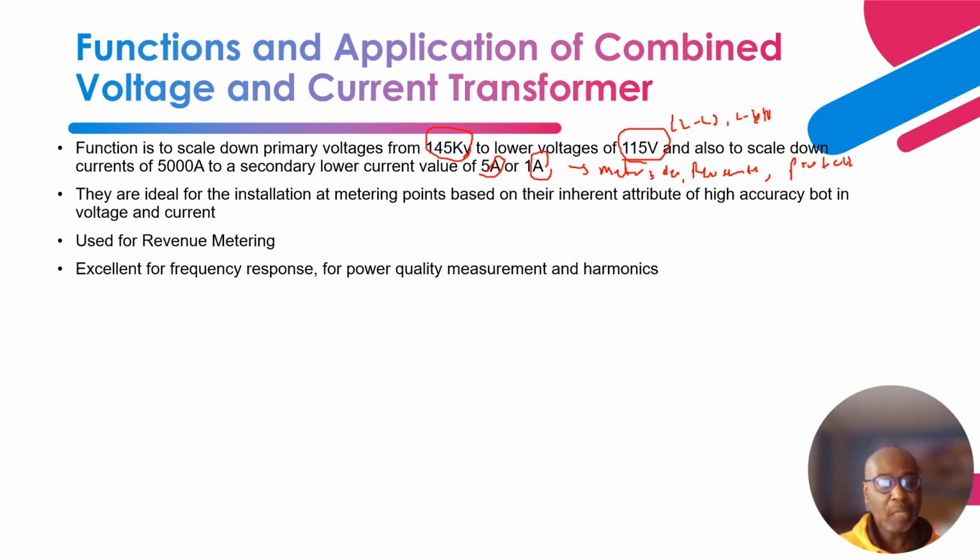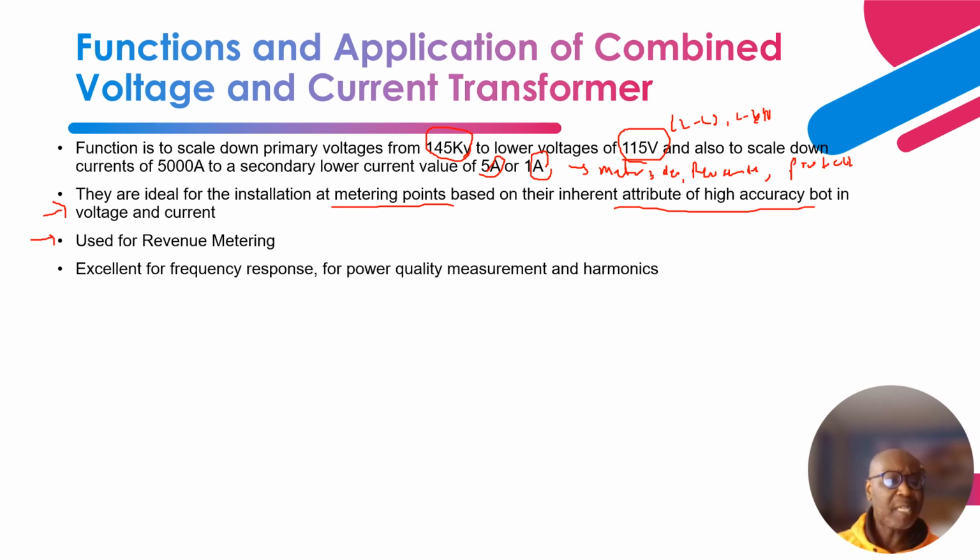And just to rephrase what I mentioned earlier, it is ideal for installation at the measuring point because of its inherent, inherent meaning internal, attribute of high accuracy in voltage and current. So a lot of times you see it in the substation. You see it right at the entrance of the substation, and that is where they are mostly installed, because of their excellent attribute in revenue metering.